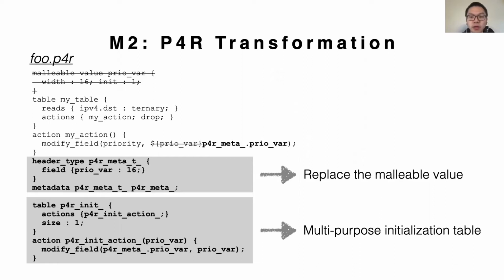This is true even if we have multiple entities we'd like to change. Note that this initialization table serves many purposes in Mantis. For example, configuring indirect metadata for multiple fields, version control bits, and so on. This is just a simple example. Transformation of other multiple entities requires further steps, with more details in the paper.